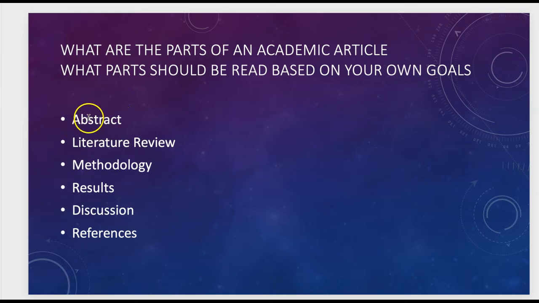So the parts of the journal article are going to be the abstract, literature review, the methodology, the results, the discussion, and the references. Now, discussion can also be conclusion, and results could also be findings. Those terminologies can change. You can also find articles which don't have a methodology section. And what does that mean?